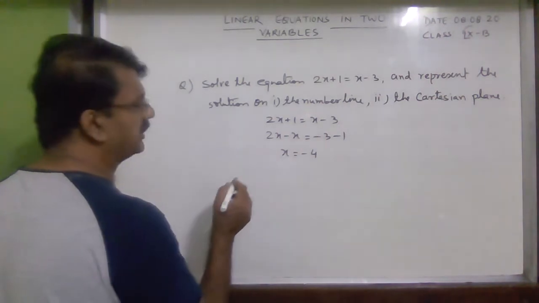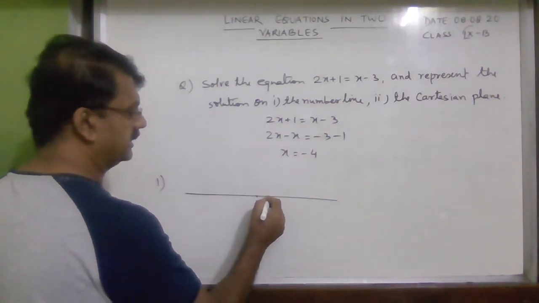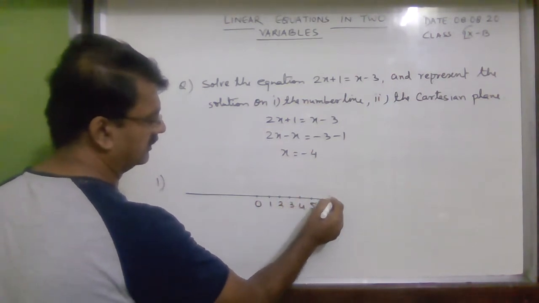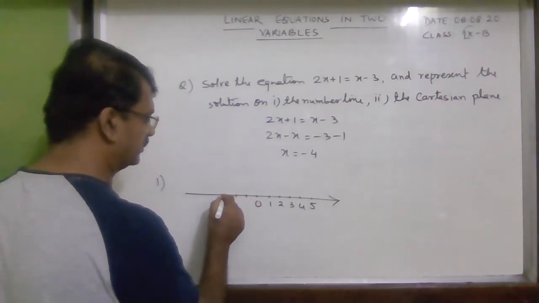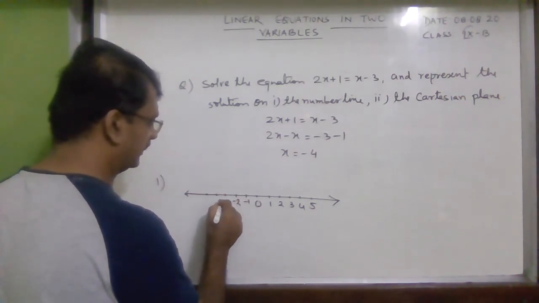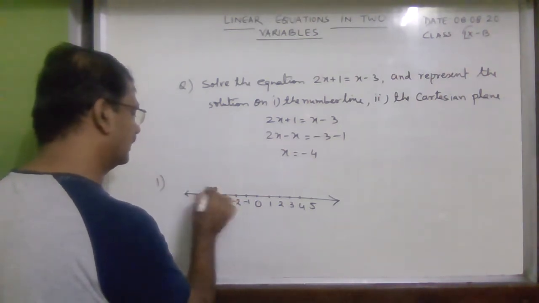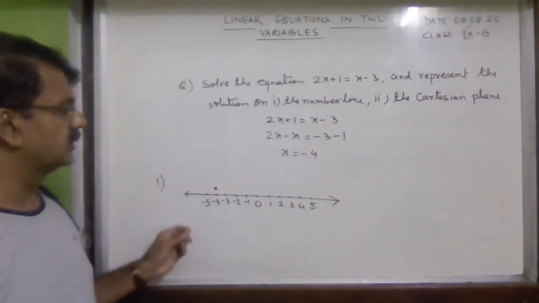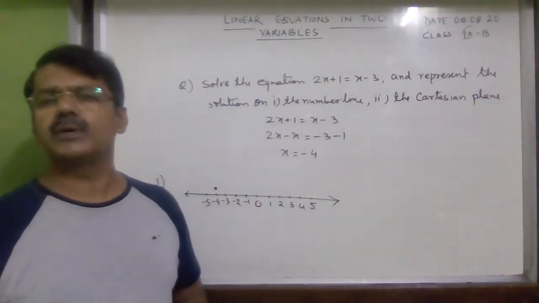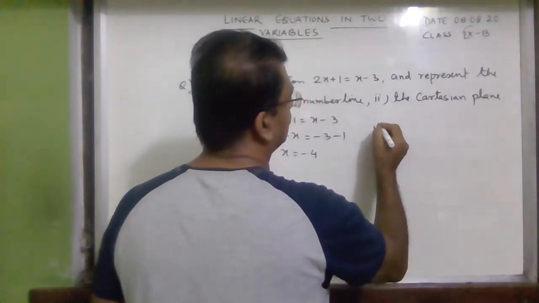Now first of all, if you draw it on the number line, zero, 1, 2, 3, 4, 5, minus 1, minus 2, minus 3, minus 4, minus 5, and now your value is x is equal to minus 4, so simply put a dot here. You have to put a dot on minus 4. So this is your answer on the number line. Simply on the number line I have shown x is equal to minus 4. Clear? Now we will show it on the graph.